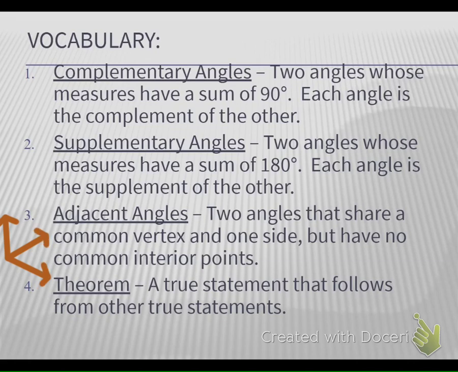So I'm going to label these angle 1 and angle 2. Angle 1 and angle 2 are adjacent angles. They share a common vertex, and they share one ray. So we can see that with A here. We'll put B here, C, and D. And then your last thing is a theorem, a statement that follows from other true statements.